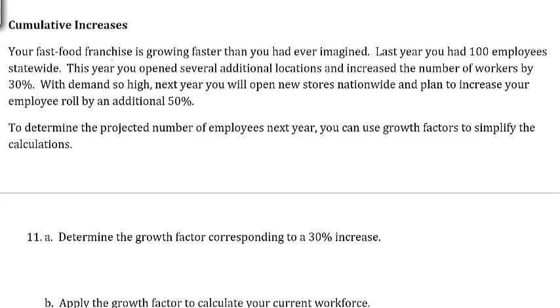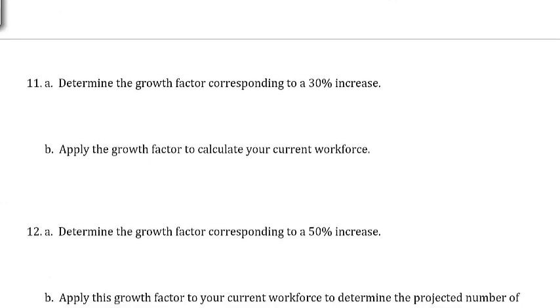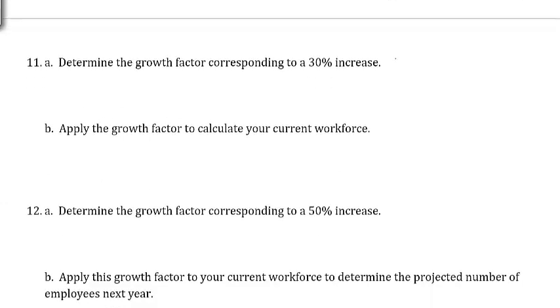Your fast food franchise is growing faster than you'd ever imagine. Last year you had 100 employees statewide. This year you opened several additional locations and increased the number of workers by 30%. With demand so high, next year you will open new stores nationwide and plan to increase your employee roll by an additional 50%. To determine the projected number of employees next year, you can use growth factors to simplify your calculations. Determine the growth factor corresponding to a 30% increase.